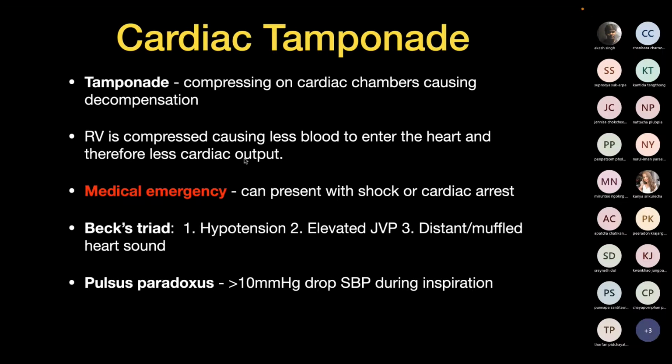The RV functions to pump blood into the lung and to the left side, right? If it's being compressed, it cannot do those functions. So even though the left side is functioning well, there's no blood for it to pump because the RV is not pumping the blood to the left side. So the patient will develop shock and can go into cardiac arrest.